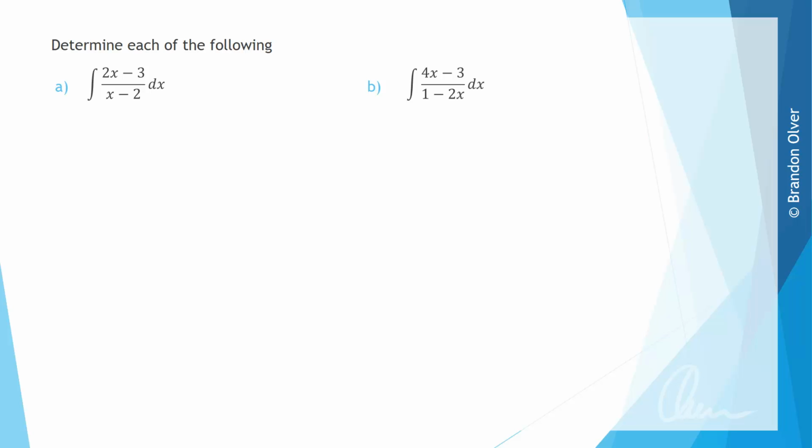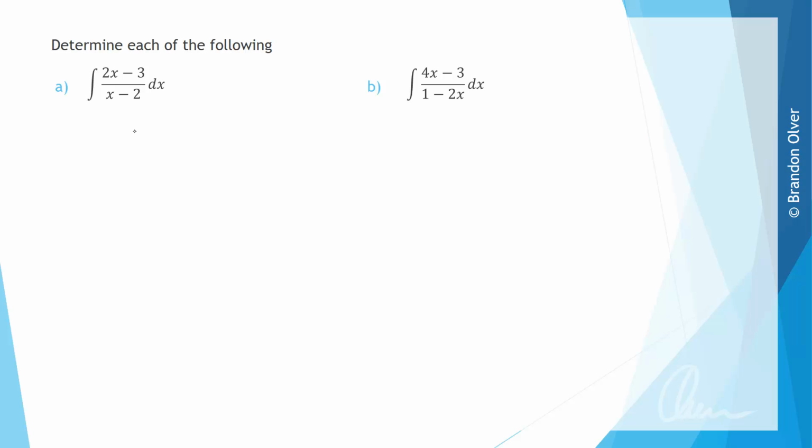Determine each of the following antiderivatives. So for part A, we have the integral of 2x subtract 3, all divided by x subtract 2, and we're going to integrate that with respect to x. At the moment, this is a fairly complex function to be dealing with.